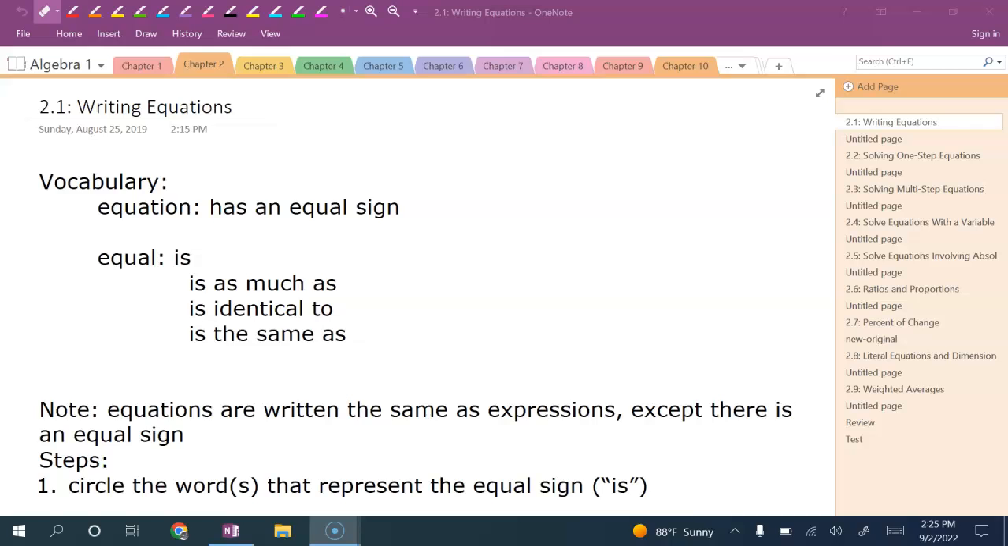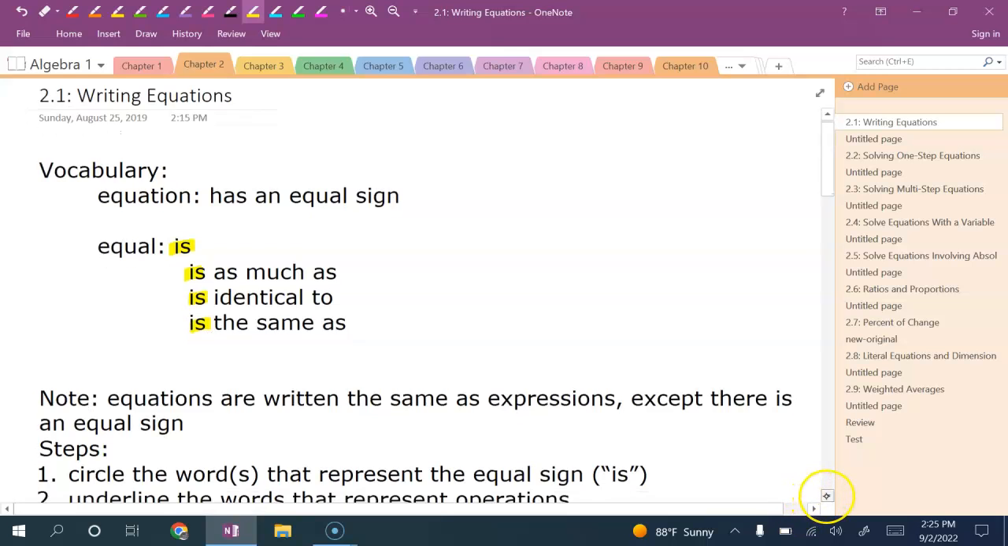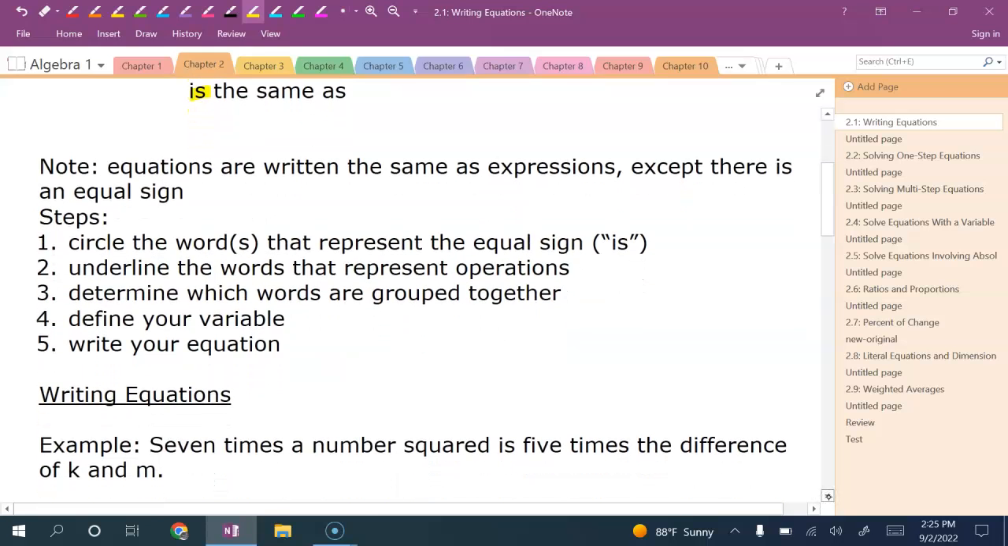have an equal sign. Some key words for equal would be is as much as, is identical to, or is the same as. A lot of those all have that word is in them, and that's kind of a key thing that you want to look for when you're trying to figure out where the equal sign needs to go. So just a note that equations are written the same way that we wrote expressions back in chapter 1, except you're going to have this equal sign now.